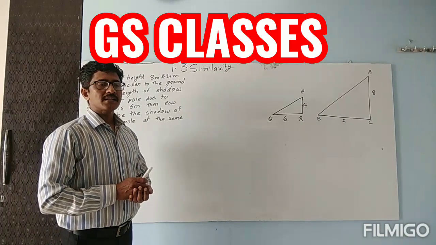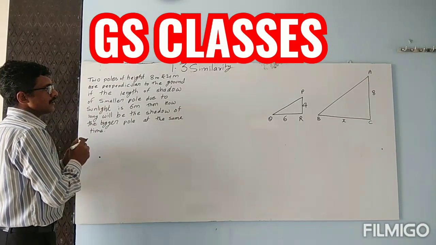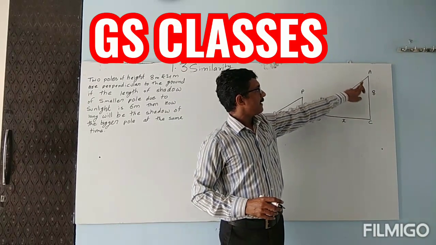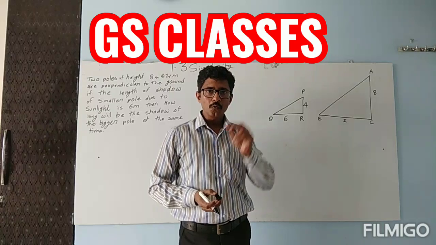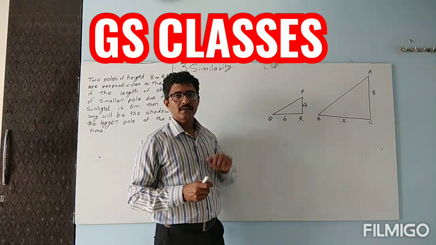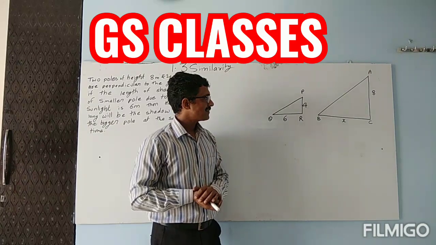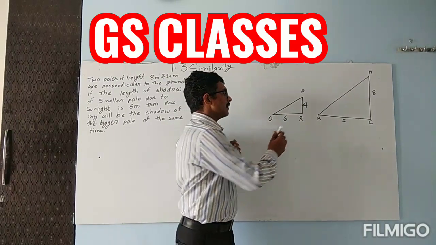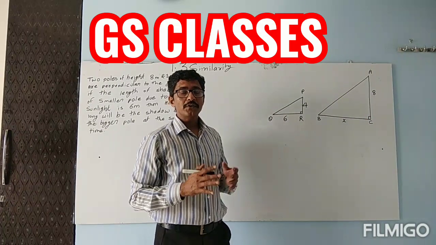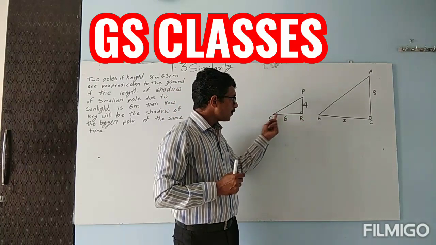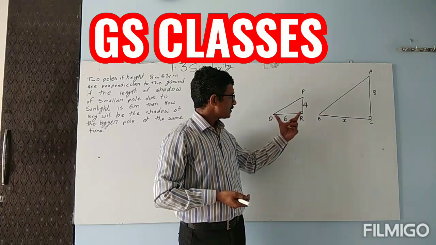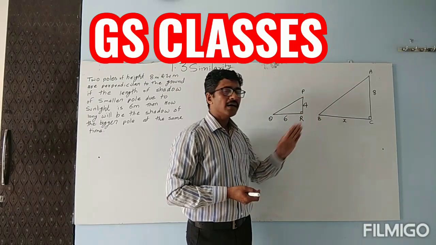So children, let's continue with this sum. Children, in this question, they are giving us that PR and AC, these are two poles. Now, these two poles, meaning light poles. So these light poles are perpendicular to the ground. Now, due to sunlight on the ground, their shadow is getting formed. What is getting formed? Shadow. This is the shadow of the smaller pole and this is the shadow of the larger pole.